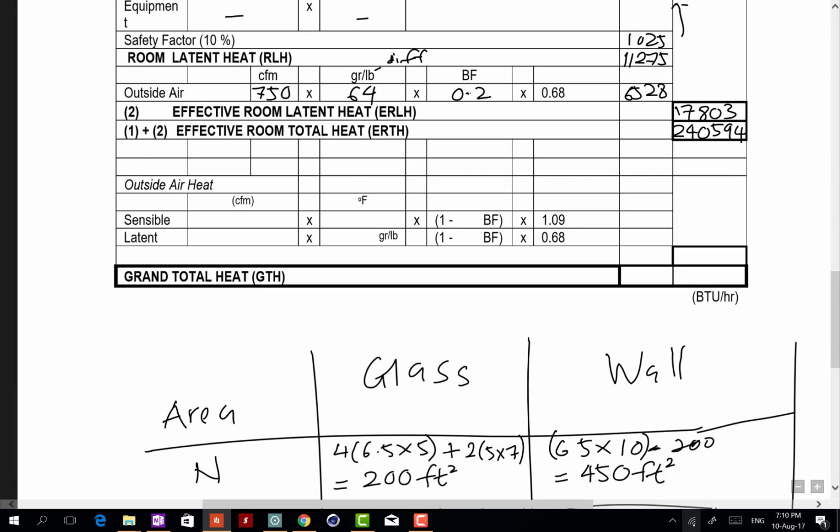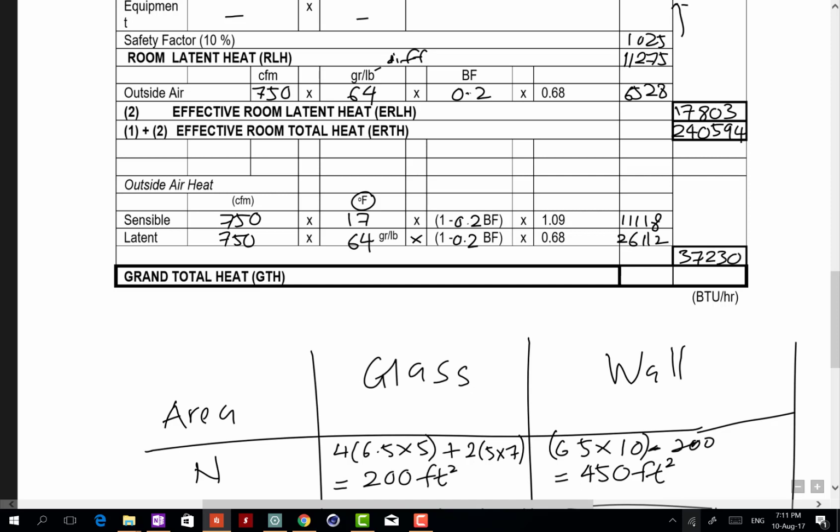So this is our CFM, 750, same 750. This is your temperature difference, 17. And the specific humidity difference is 64. And then this is your bypass factor, 0.2. We multiply with 0.2, and then you calculate 11118 and also 26112. Okay, total up to be 37230.